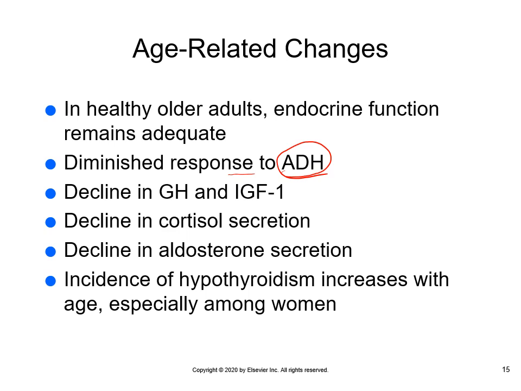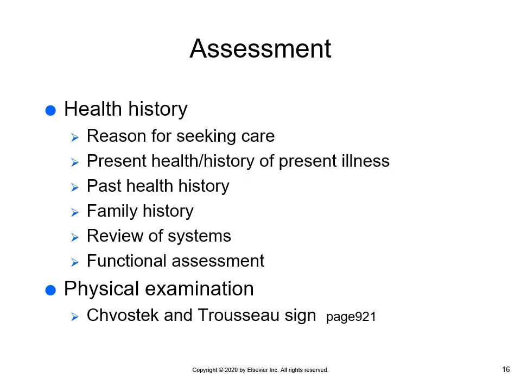All right, then there's a decline in growth hormone and the insulin-like growth factor that we talked about earlier on. There's a decrease in cortisol secretion, a decrease in aldosterone secretion, and the incidence of hypothyroidism increases with age, especially among women.